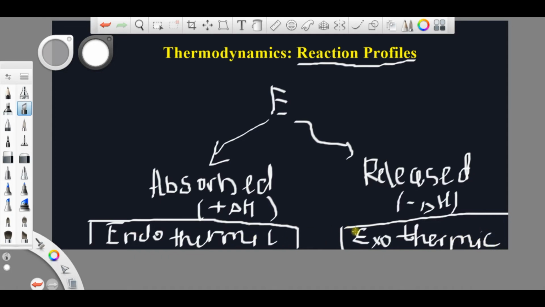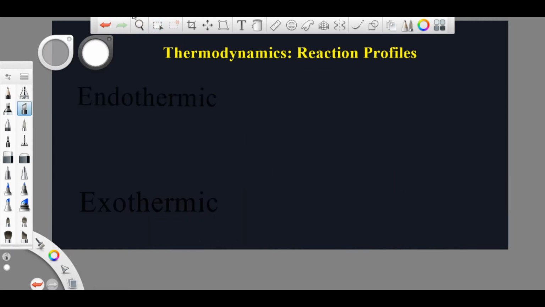So endothermic reaction and exothermic reaction are both involved in the processes that are related to chemical energy. So today we will talk about the reaction profiles, especially of endothermic and exothermic processes. So actually, when we discuss the reaction profiles, before the discussion we should consider the examples of both reaction types. So firstly, endothermic reactions that involve heat absorption, exactly.